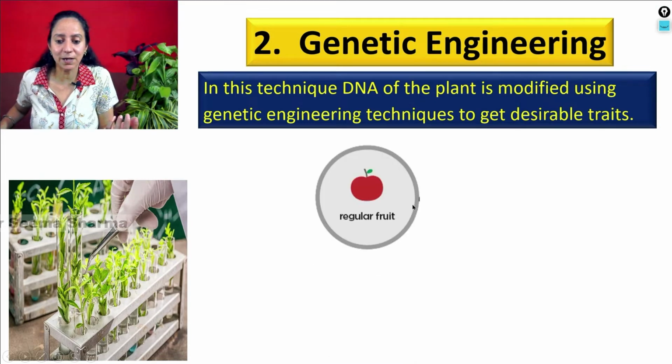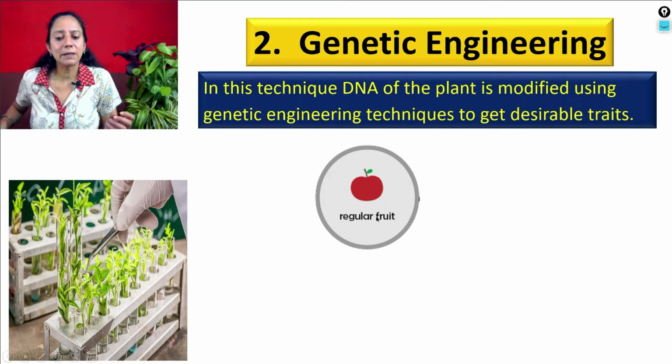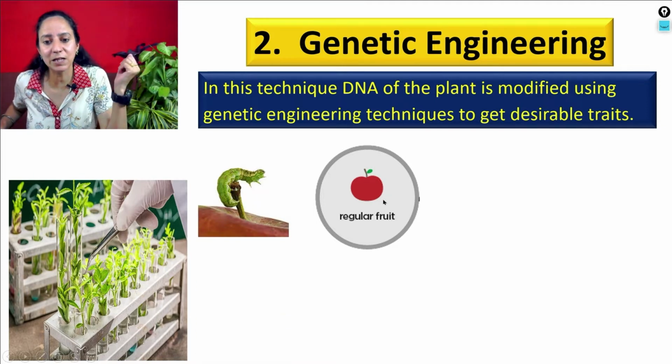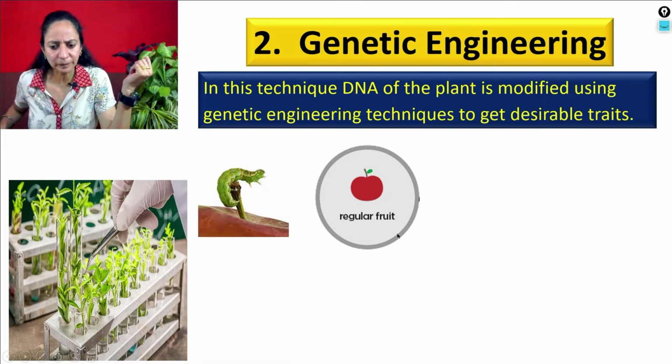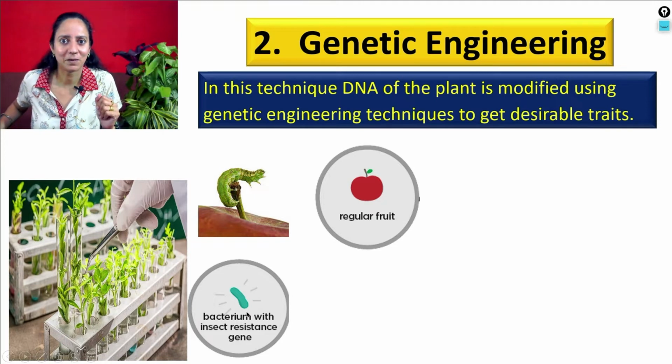And how is it done? Let's take up an example. Suppose there is one plant and it produces regular fruits, but that plant is susceptible to one caterpillar which eats its leaves as well as damages its fruits. So what do genetic engineers do? They have discovered that there is one bacterium which has an insect resistant gene in it. Amazing, na?